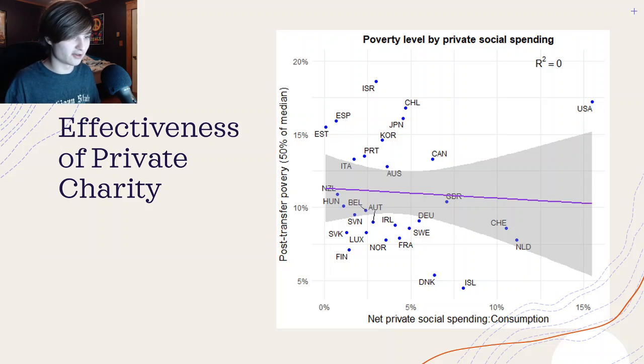The second solution, if we don't want forced child labor and elderly labor and so on, is to rely on private charity to distribute resources to those who aren't distributed any by the market. The problem with relying on private charity is that it's just not very effective. If we look at the poverty level by private social spending, we can see that the correlation between net private social spending and post-transfer poverty rates is an R-squared correlation of 0, i.e. charity does not have any observable effect whatsoever on poverty rates.